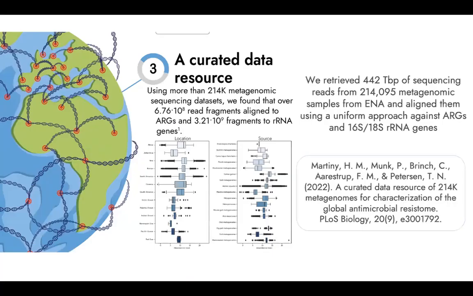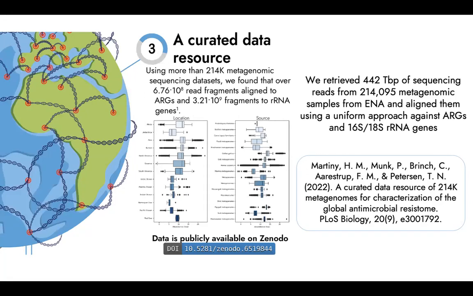Our curated data resource was actually first published last year in PLOS Biology in 2022, where we are describing our efforts to analyze all this data. We retrieved more than 442 terabase pairs of sequencing reads. We found that there were a lot of read fragments that aligned to resistance genes, but also to rRNA genes. You can also see from the plot that there seems to be different distributions of antimicrobial resistance genes depending on whether you look at location or source. I can add that the data is actually publicly available on Zenodo, and I suggest you go and look it up and read the paper, of course.